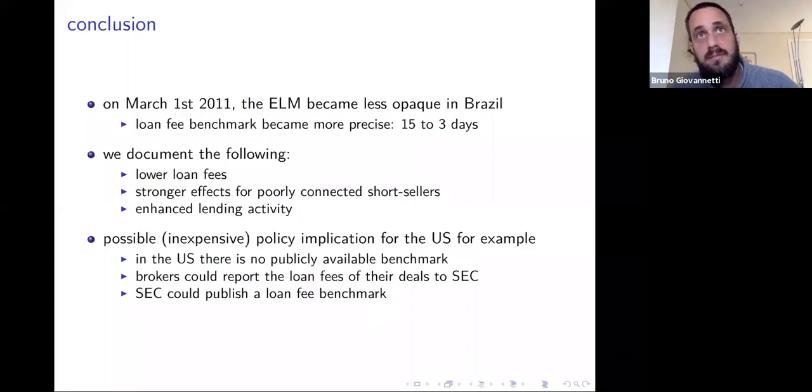Something that I did not mention in the beginning: it's good to have low loan fees in the market, because then short sellers become less restricted with lower loan fees, of course. And short sellers' activity is very important for market efficiency. So a benchmark, in the end, may enhance market efficiency. Okay.